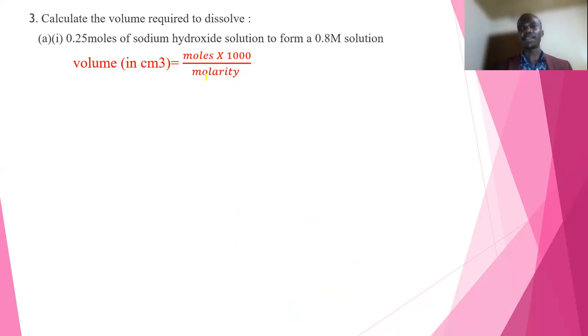Just the way we made the volume the subject of the formula, you can get that it is 0.25 times 1,000 over 0.8, which will give you 312.5 cubic centimeters. So we have gotten the volume. The important thing here is to master this formula. Master this formula. It will really help you to calculate any problem that you might be asked to calculate.